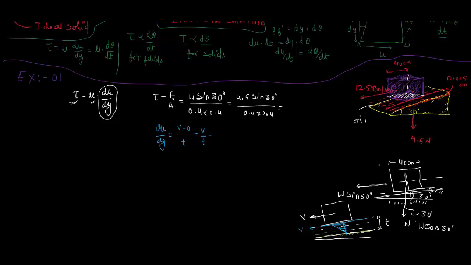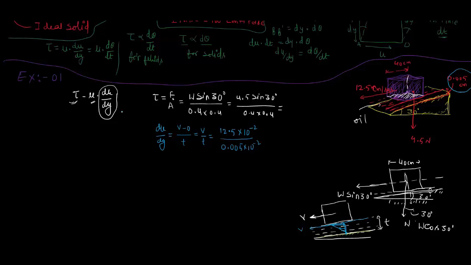So what is V? V is 12.5 centimeter per second, so we can write this as 12.5 into 10 to the power minus 2 meter per second, and the thickness, that is dy, is also given here, 0.005 centimeter, so this is 0.005 into 10 to the power minus 2 meter. So this is our velocity gradient.